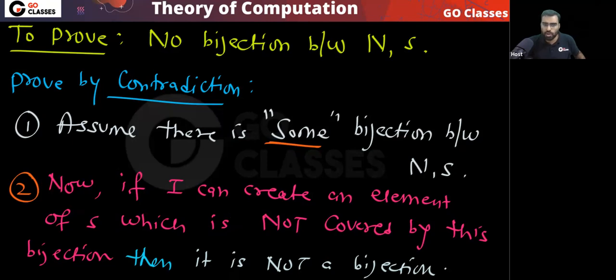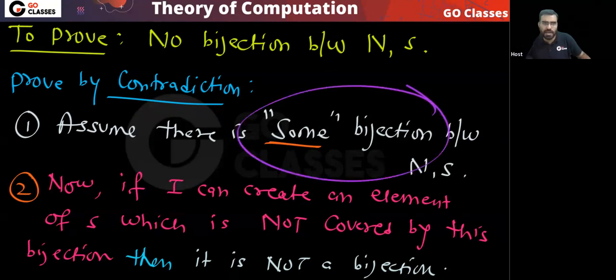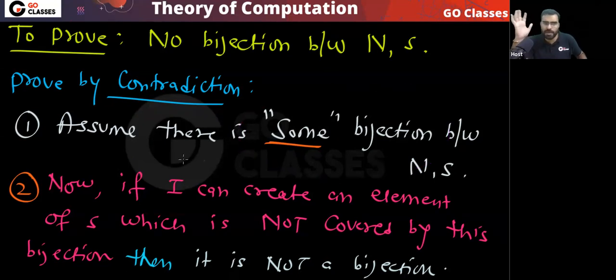I hope you understood. Don't worry, it will be clear. But tell me, overall this idea, did you understand what I'm saying? I'm saying that we have to prove that there is no bijection between N and S. So we can prove it by contradiction. First, we will assume there is a bijection. I don't know which bijection, but I will assume some arbitrary, abstract bijection.